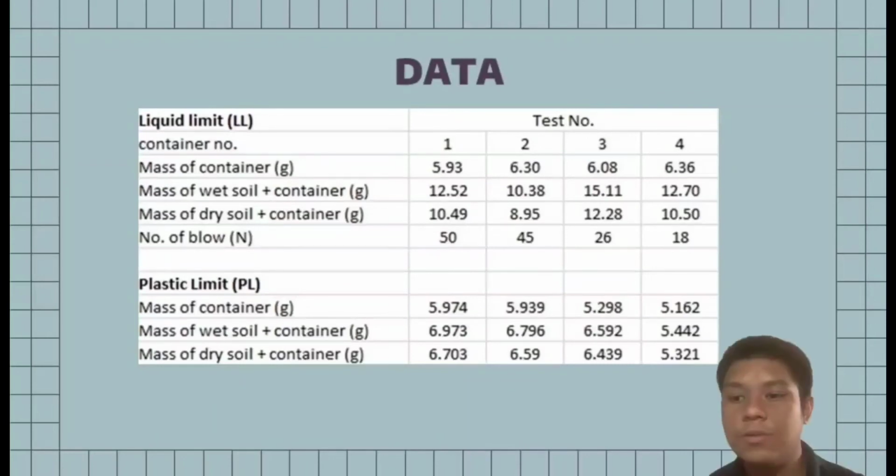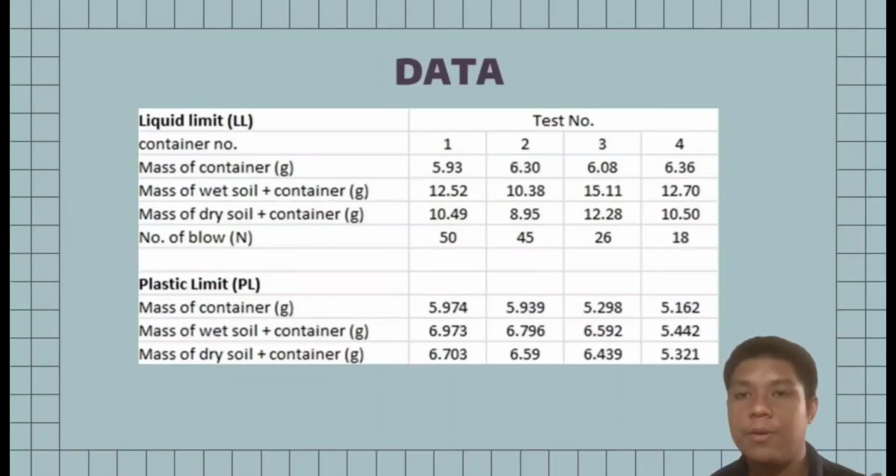And for test number 2: 6.30, 10.38 and 8.95, and number of blows is 45. For test number 3: 6.08, 15.11, 12.28, and number of blows is 36. And for test number 4: 6.36, 12.70, 10.50, and number of blows is 18.